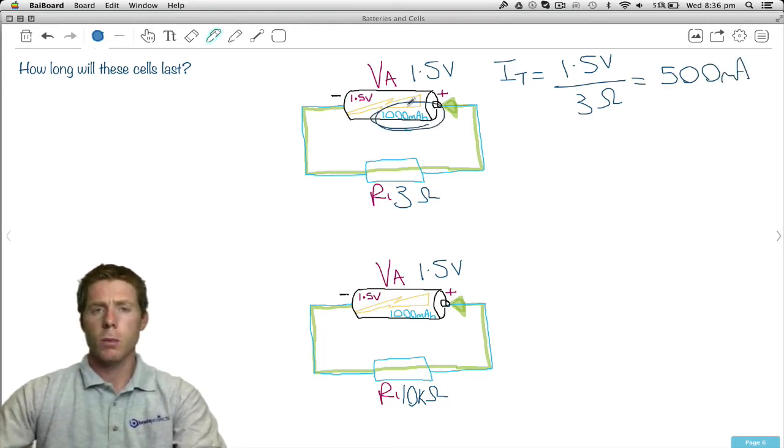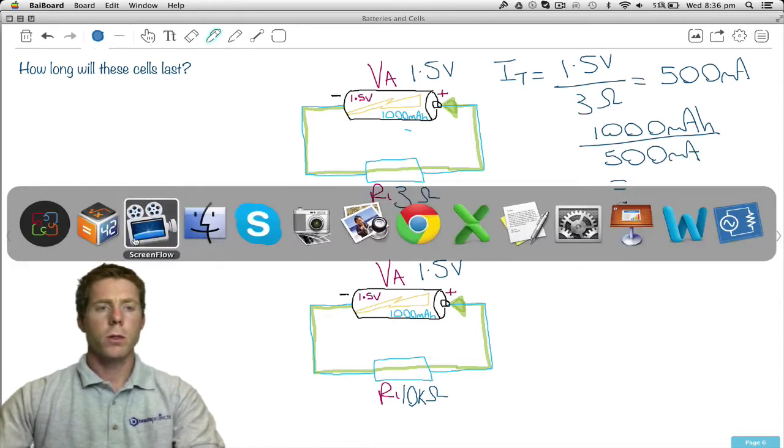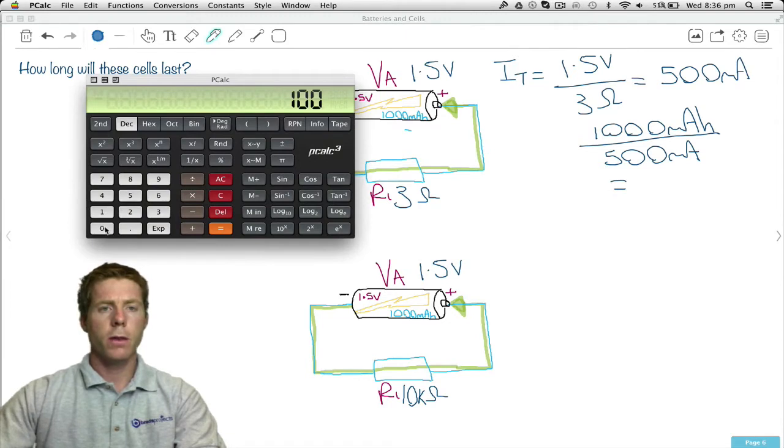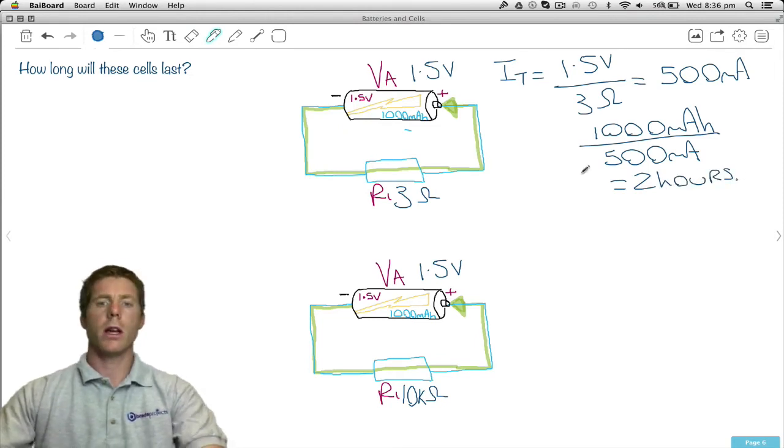So how do we figure out how long it's going to last? Well, we know it has a capacity of 1000 milliamp hours, so we're going to take 1000 milliamp hours and divide it by how much current we're actually drawing, which is 500 milliamps. Do it on the calculator: 1000 times 10 to the negative 3 to give us milliamps, divided by our 500 times 10 to the negative 3. And we get 2. That is going to last for 2 hours at that rate.